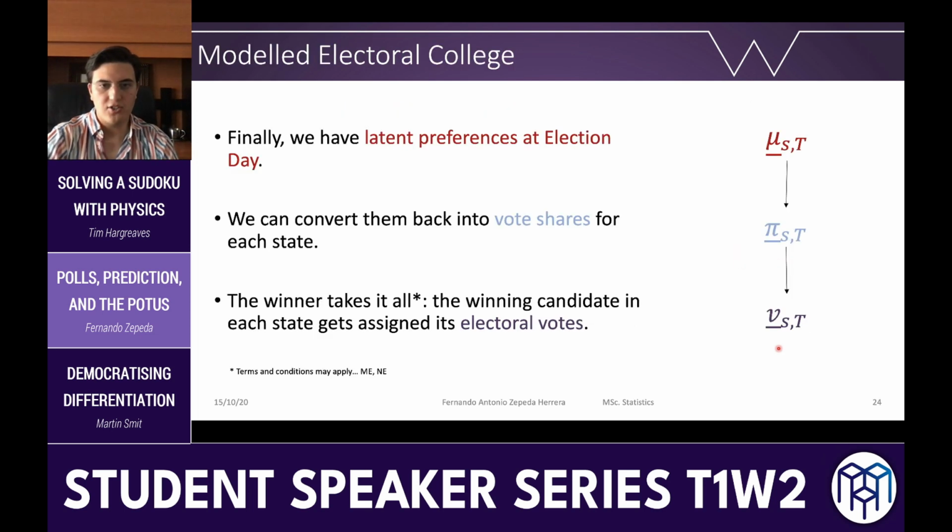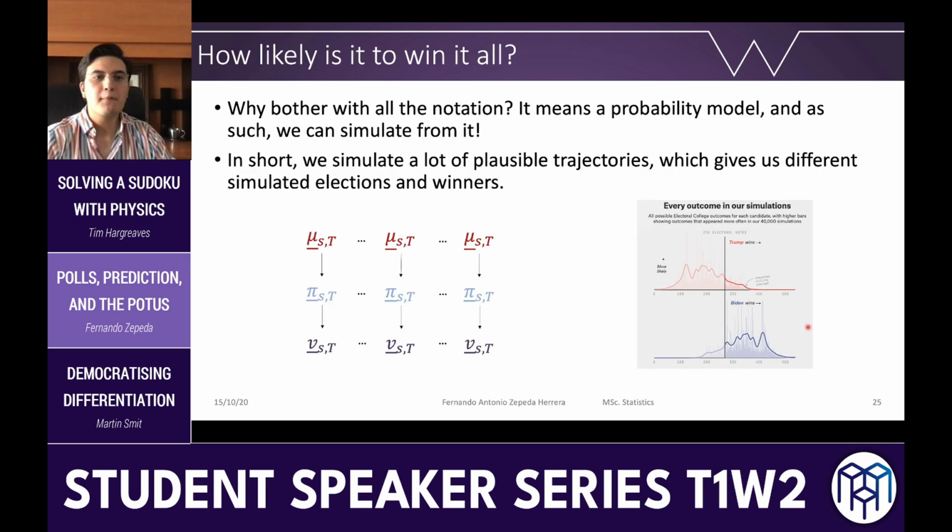But we're not going to concentrate on that. The bottom fact is that what we have is latent preferences at election day. And we translate those into vote shares for candidates in each state. And the winner takes it all. The winning candidate in each state gets assigned its electoral votes, with terms and conditions in Maine and Nebraska.